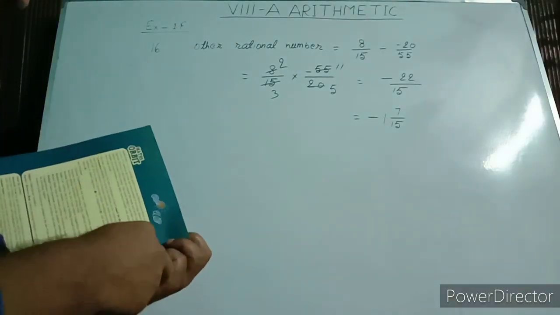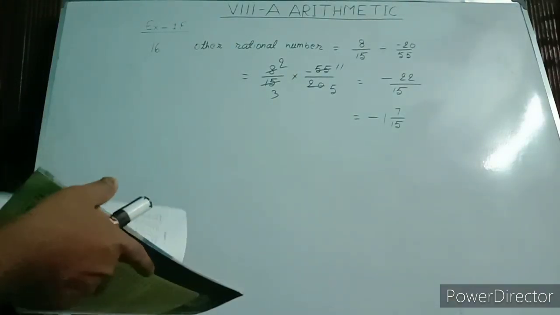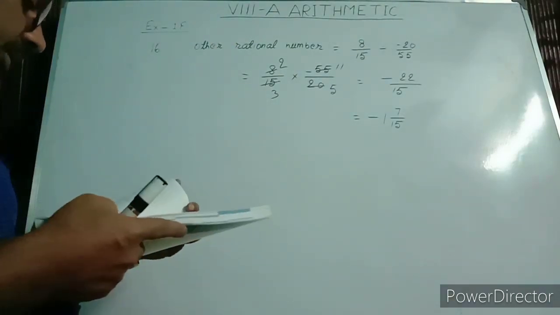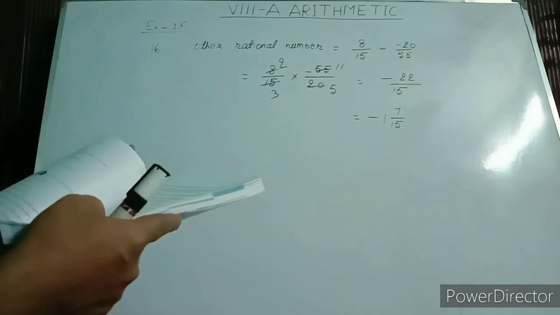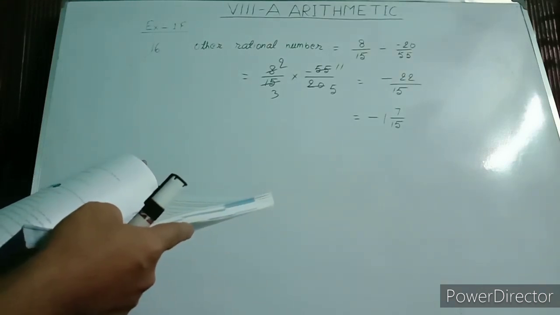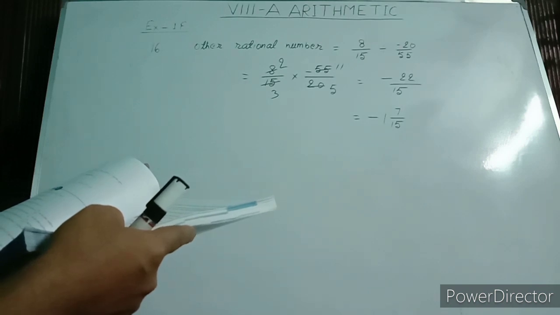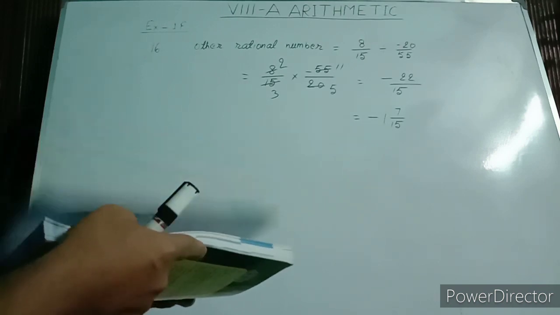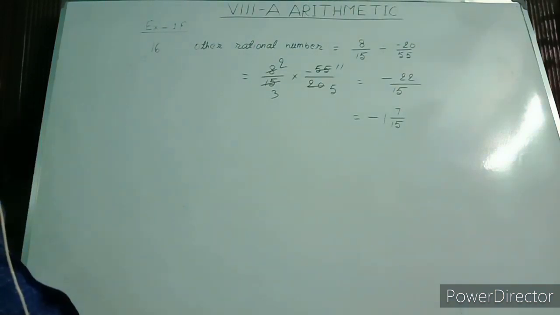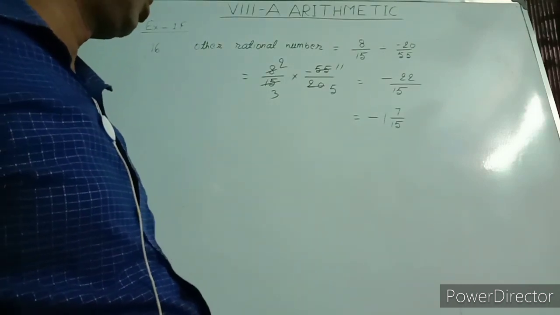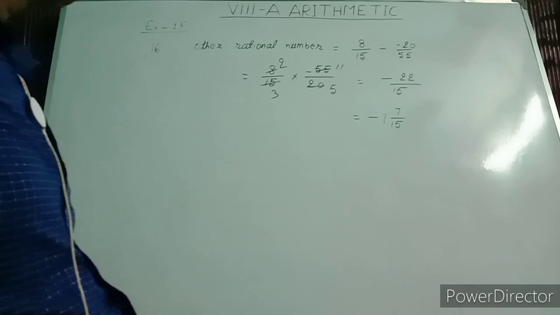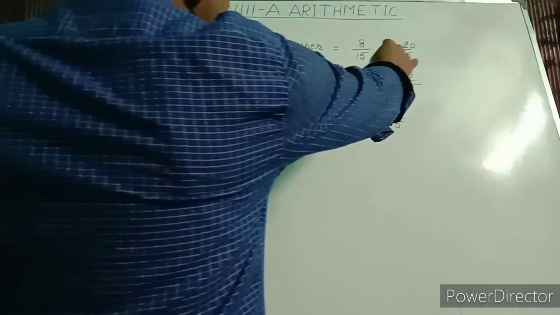Question number 16. This question states that the product of two rational numbers is 8 by 15. If one of the numbers is minus 20 by 55, find the other. So the product is 8 by 15, and one rational number is given, minus 20 by 55. To get the other rational number, we will divide the product by the given rational number.